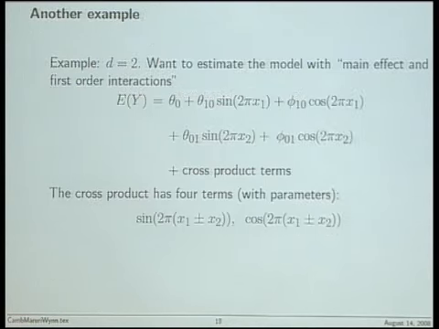Another example. Now here's a more interesting example. We want to estimate models with main effects and first order interactions. So there are some cross product terms I haven't put in there. What the cross product terms do for you in the Fourier case is you get the g's summed up inside the sine and cos term because of the exponential nature of the model. You're not multiplying like x1 times x2. It takes place inside the exponential, so the g's come out as being inside the cos and inside the sine.